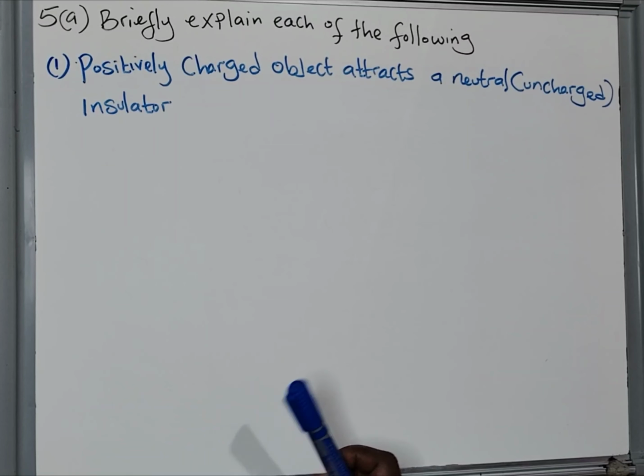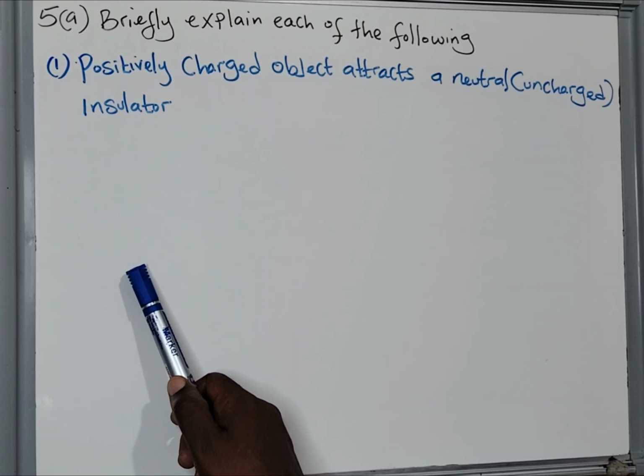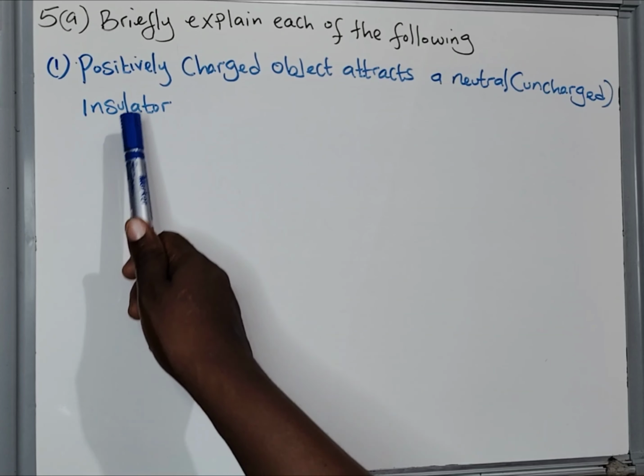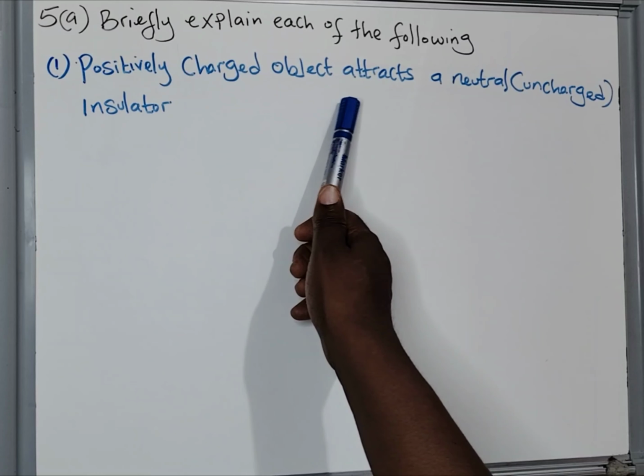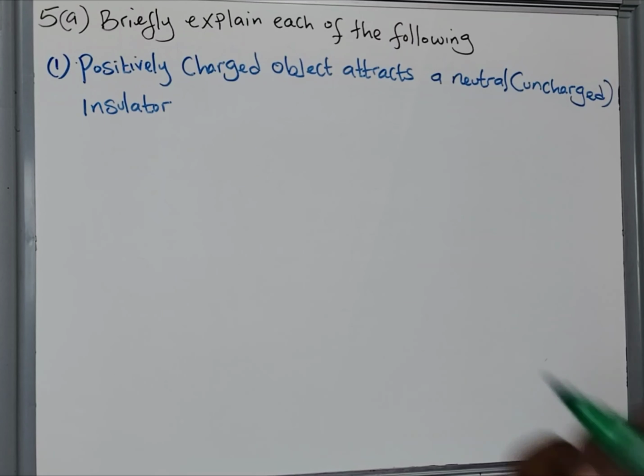Today we are looking at this question. It says: briefly explain each of the following. 1. A positively charged object attracts a neutral or uncharged insulator. What happens there? Let us try to give an explanation, then we'll give the answers later.